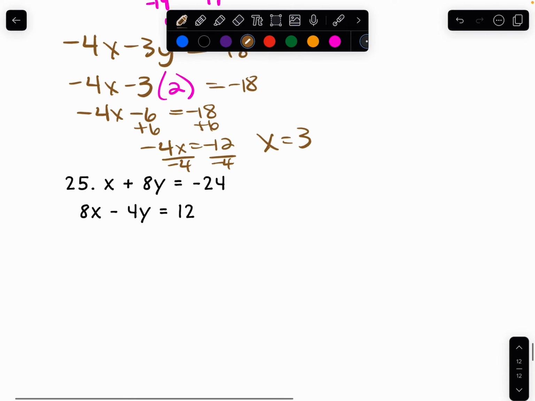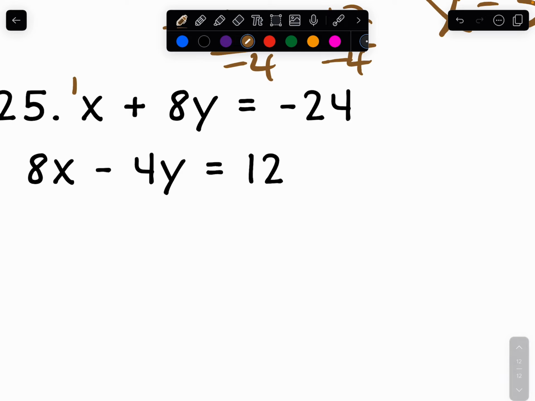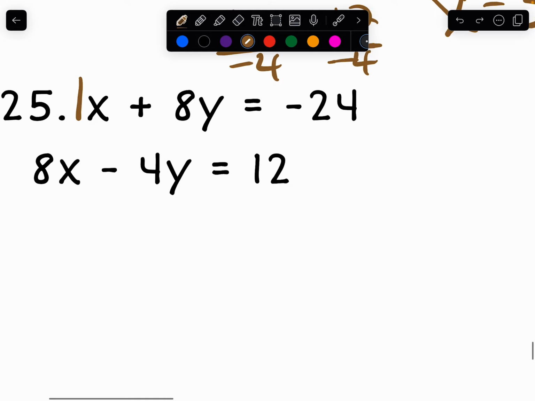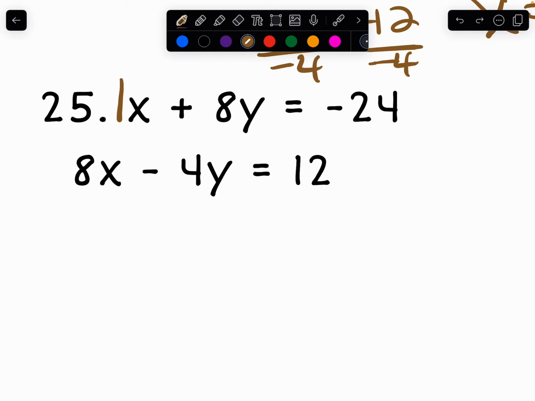Okay, so now let's go to this one. Now, when you see a coefficient that is 1, that is sometimes the best one to multiply by. Or you can look right here, and if I multiply the second equation by 2, I don't have to multiply by a negative. Now, why would I multiply by 2 on the second equation instead of multiplying by negative 8 on the first equation? The reason is because negative 8 is much harder to multiply by than 2. So I'm going to multiply this by 2.